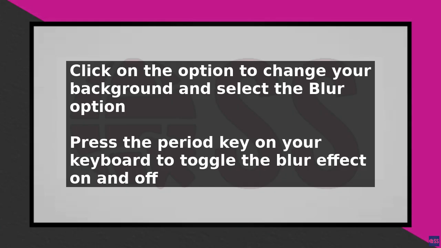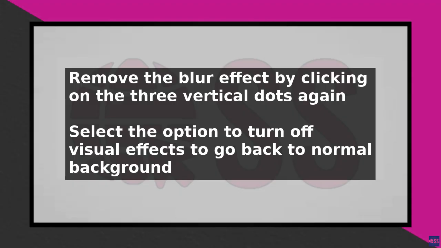To remove the blur effect and go back to your normal background, simply click on the three vertical dots again and select the option to turn off visual effects. You can also use the keyboard shortcut to toggle the blur effect off.